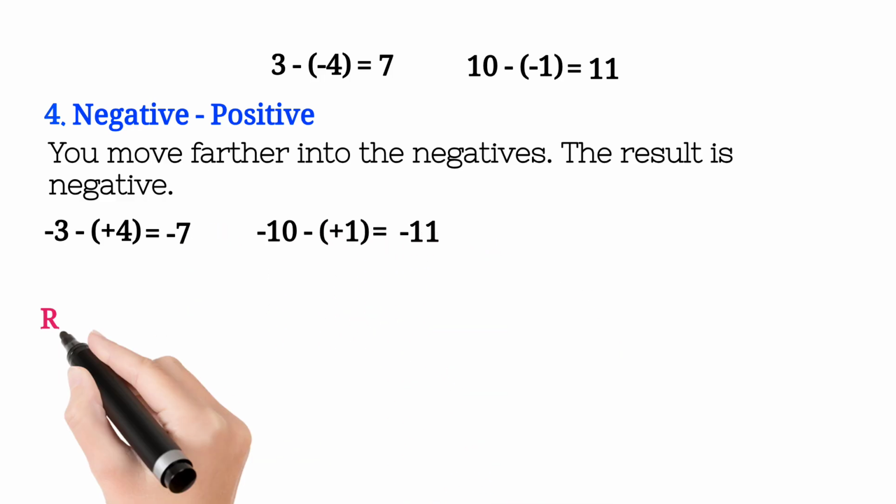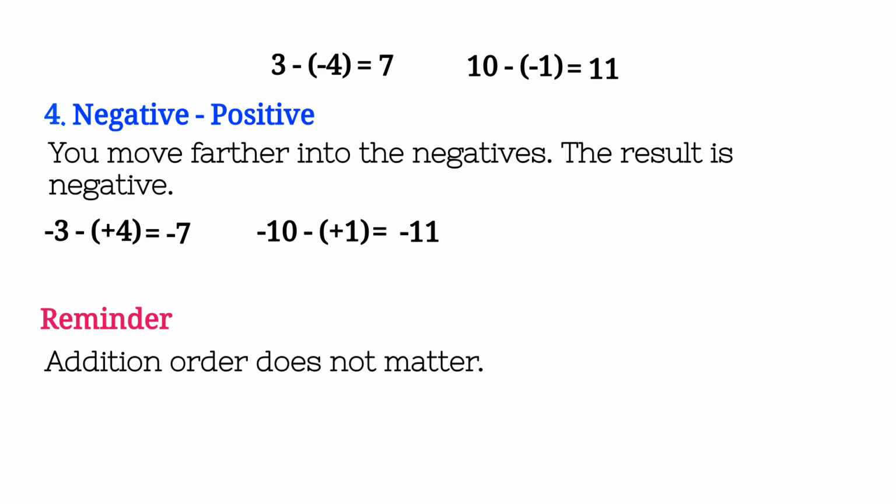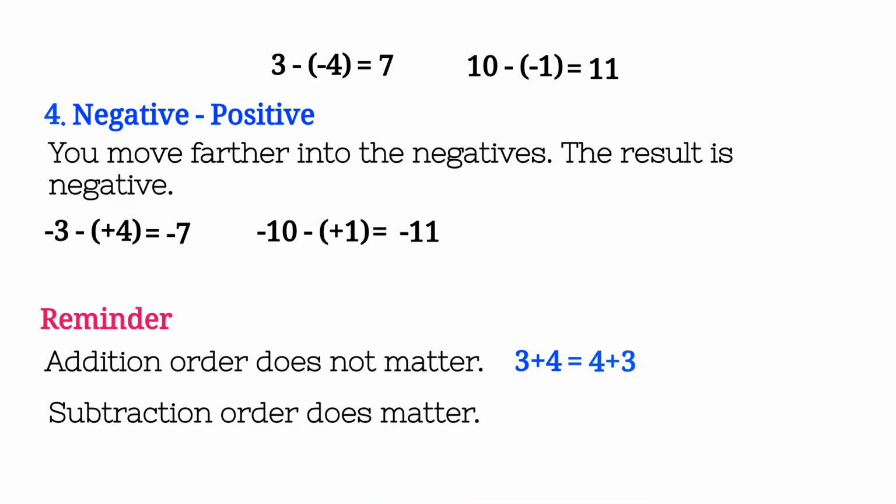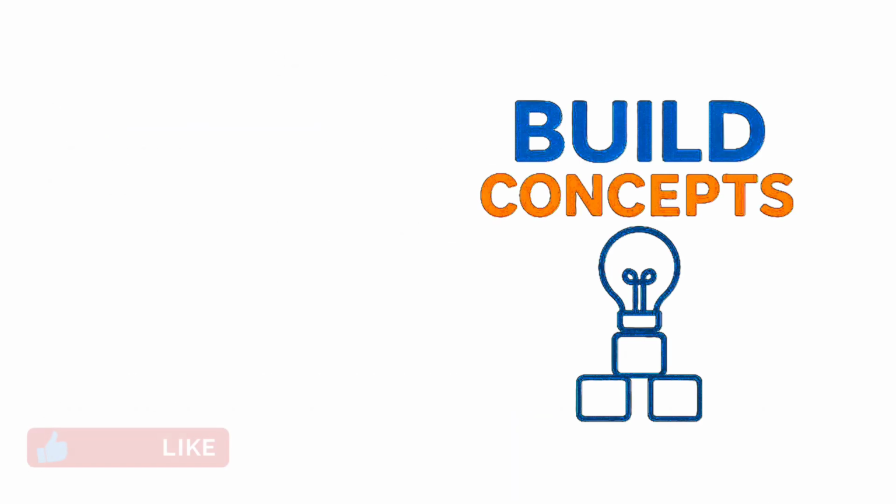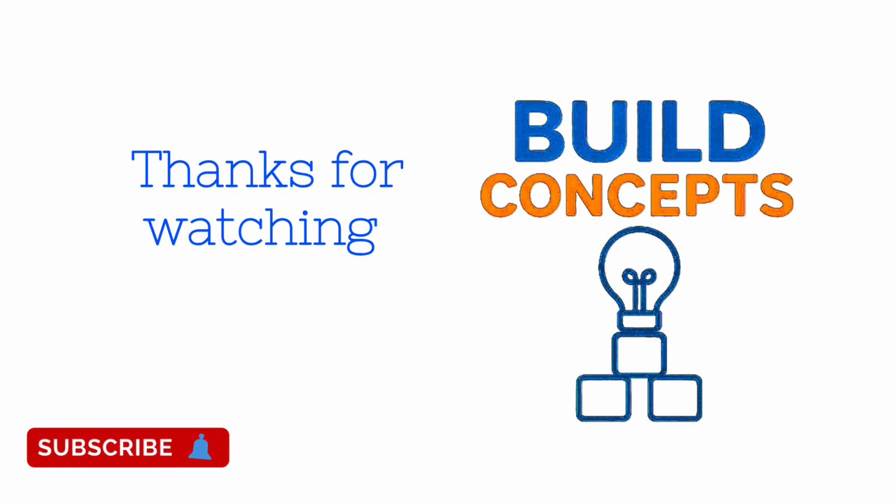Two final reminders. Addition order does not matter. Example: 3 + 4 = 4 + 3. Subtraction order does matter. Example: 3 - 4 = -1. But 4 - 3 = +1. Practice each case and you will master signed numbers. For further information about absolute value, number line, and opposites, please watch lecture number 3.